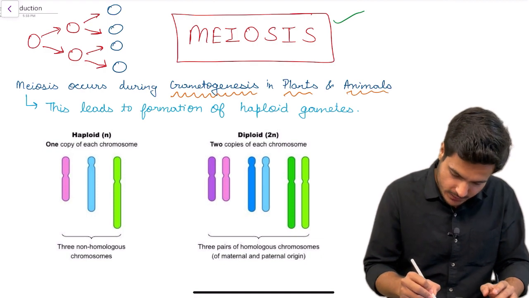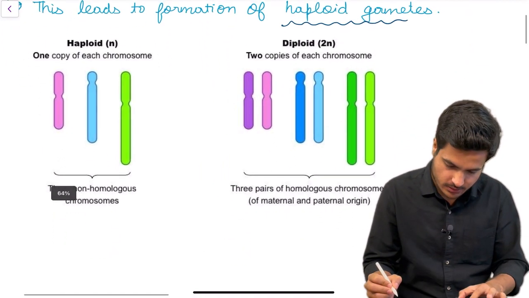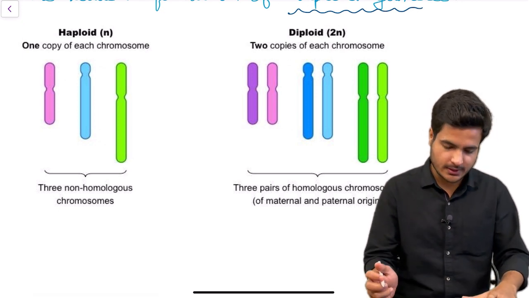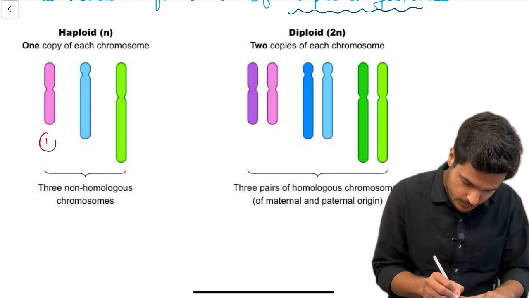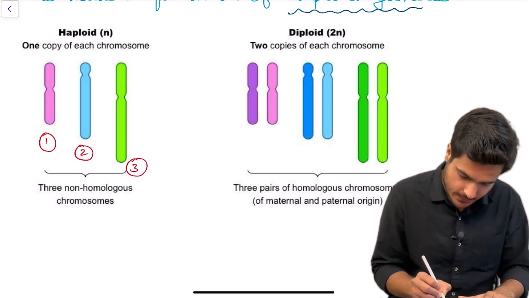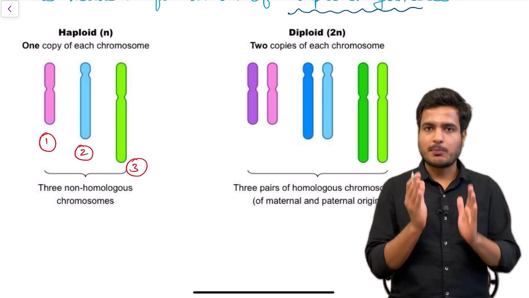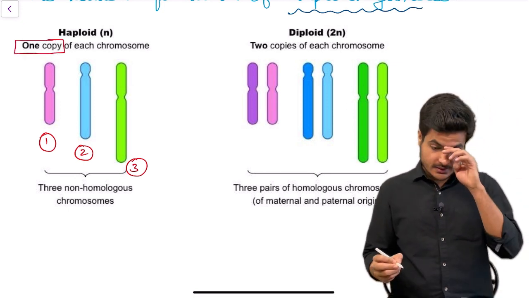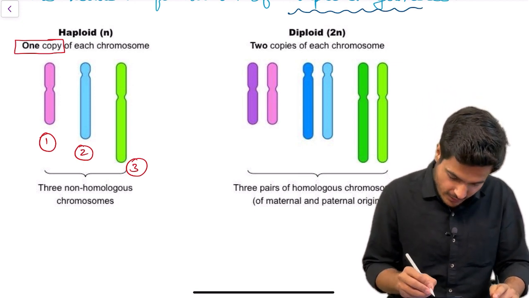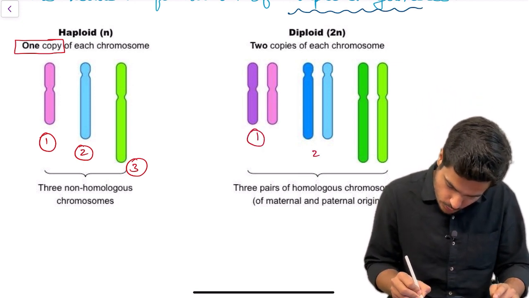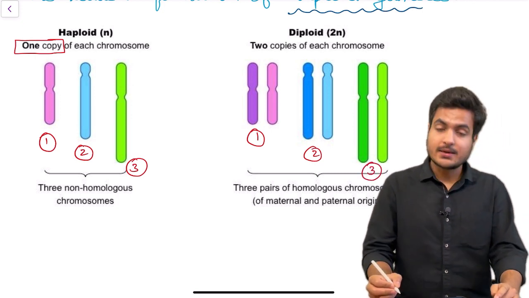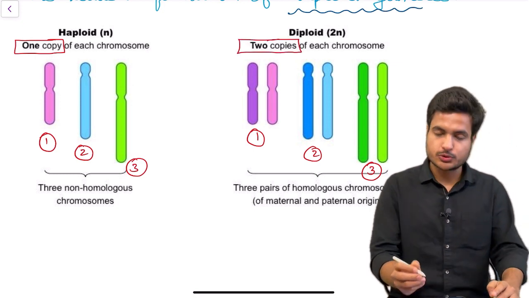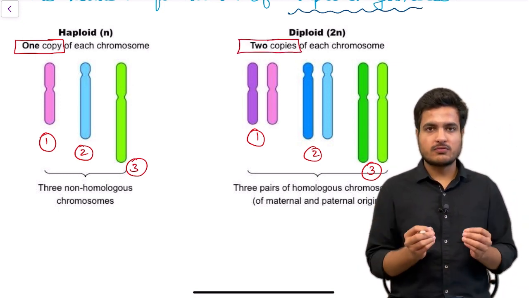Now let us find out what the terms haploid and diploid actually mean. So in this diagram it is very clear to us that we are studying 3 chromosomes. Let us name them chromosome number 1, 2 and 3. So the first diagram is showing you a haploid condition in which we have only one copy of each chromosome. But the second diagram, in which you have chromosome 1, 2 and 3, is a diploid condition. That means we have 2 copies of each chromosome, one coming from each of the parents.